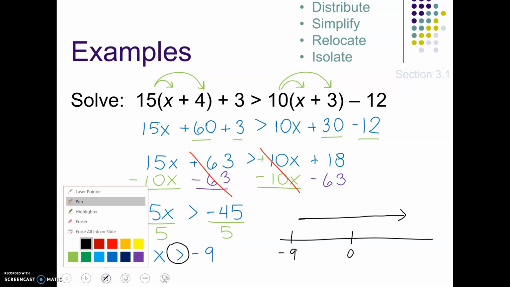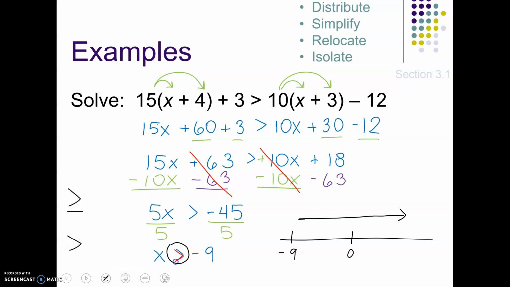And again, I want you to notice that how my inequality is pointing matches up with how my arrow is pointing. They're both pointing to the right. And in this case, since I don't have that equal to as part of my inequality, I can't draw a bracket on the negative 9 because I can't equal it. So what I will use instead is a parenthesis to say I'm going to get really, really close to negative 9, but I'm not going to equal negative 9.